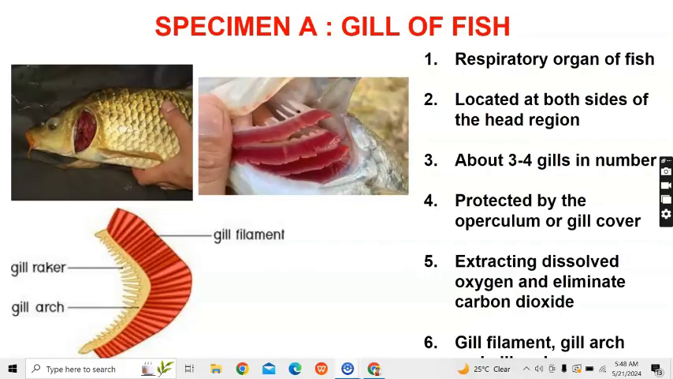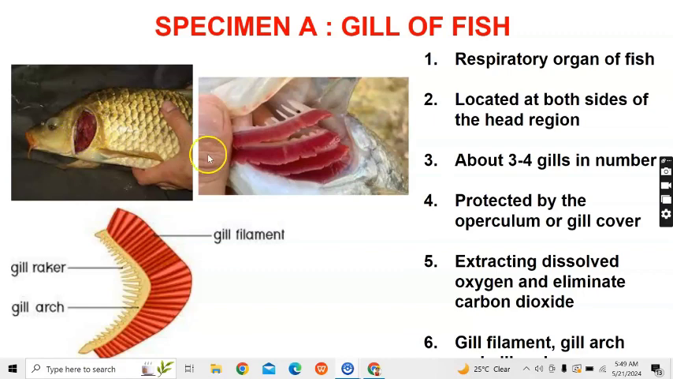Okay, our first specimen, which is specimen A, is the gill of a fish. If you're asked to describe the gill of a fish, the first thing you should know is that the gill is the respiratory organ of the fish, okay? Then it is located at both sides of the head region of the fish. You can see it, head is the head region, alright?